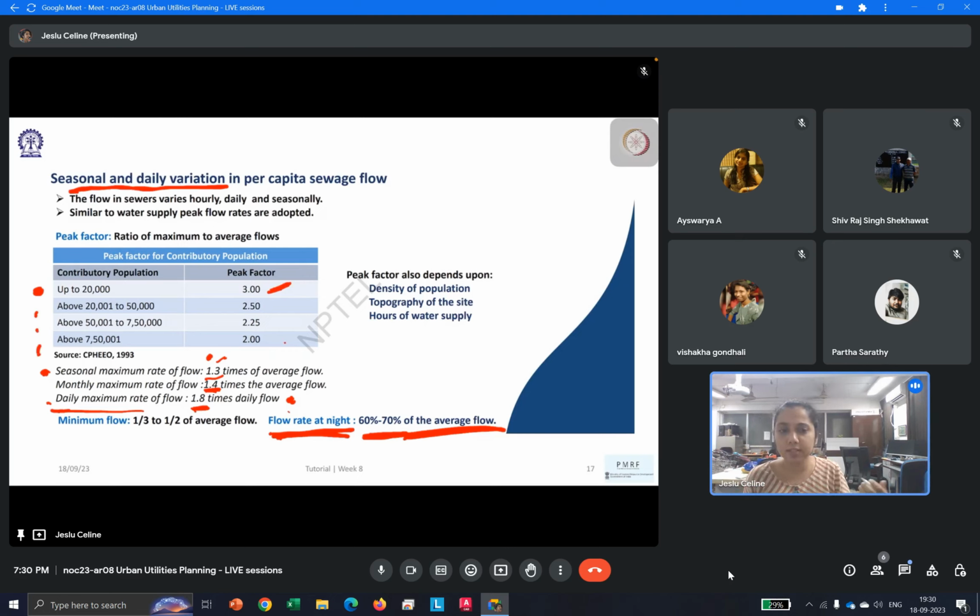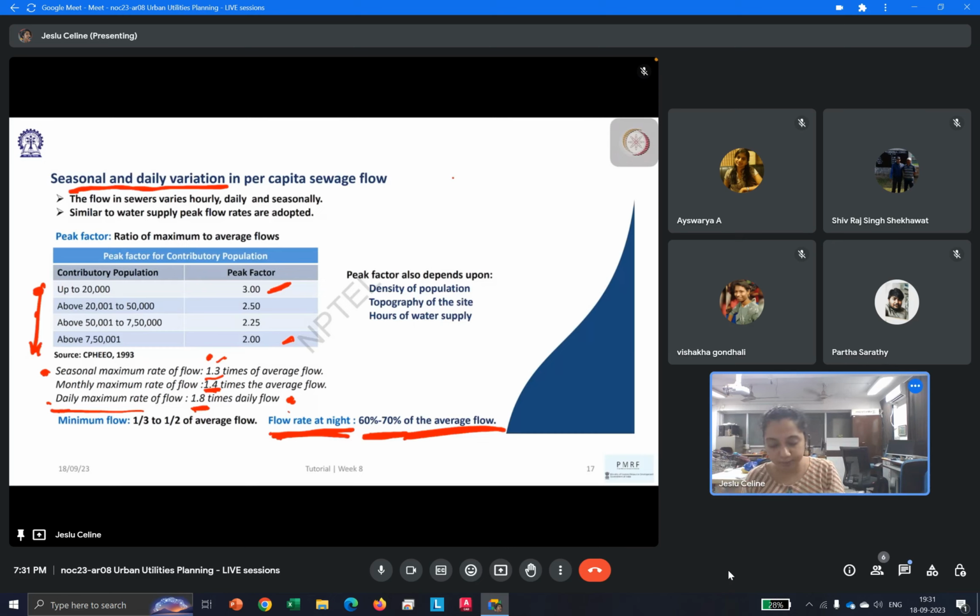Why is it so? When population is increasing, shouldn't peak factor increase? Any guesses why this is happening? It was briefly discussed during the lecture also. Any logical reasoning why, when population is increasing, our peak factor is reducing? Okay, so why this is happening is because when you have a larger population, more number of people, or when you're catering to a larger area, there are more chances that the demand and the deficit of each can be balanced out.